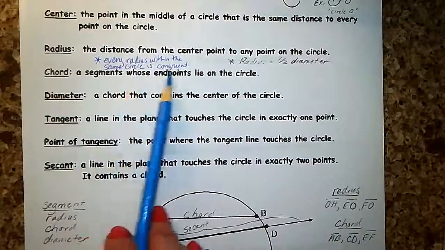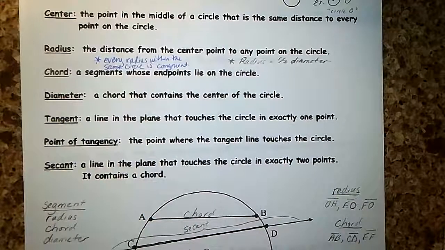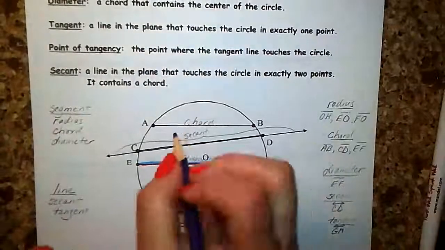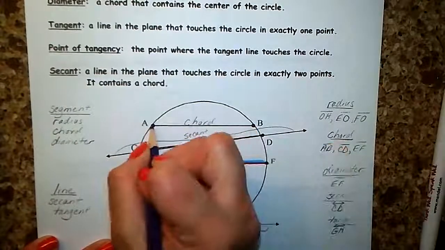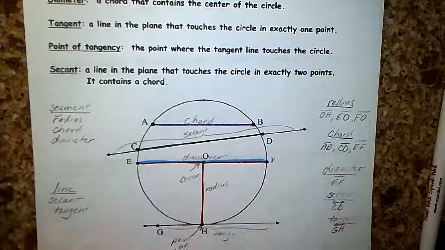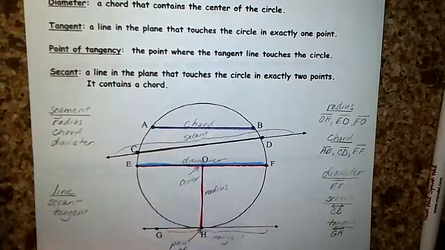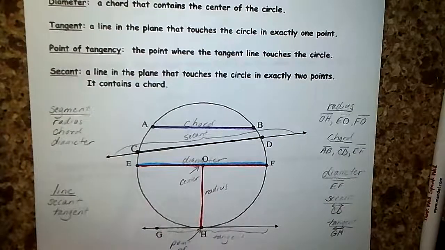A chord is going to be a segment whose endpoints lie on the circle. So any segment in this picture that has endpoints on the circle is going to be considered a chord. So let's take a look. A and B are endpoints of this segment right here that are on the circle. So segment AB is a chord. Now that's not the only one.